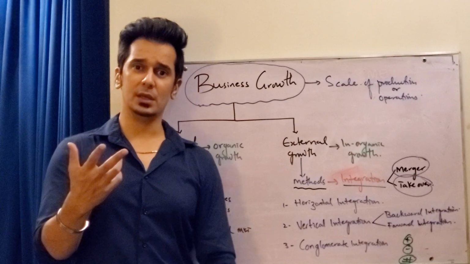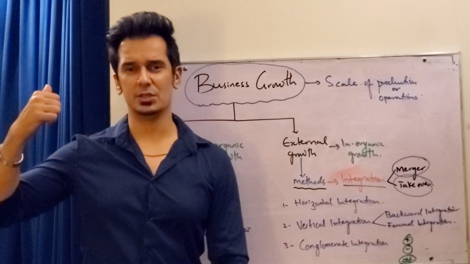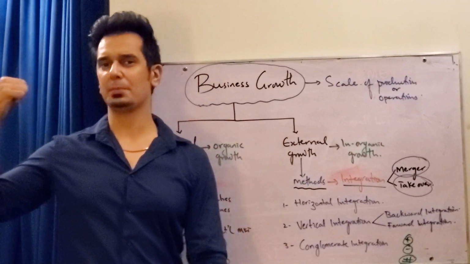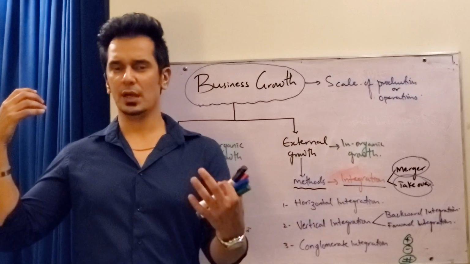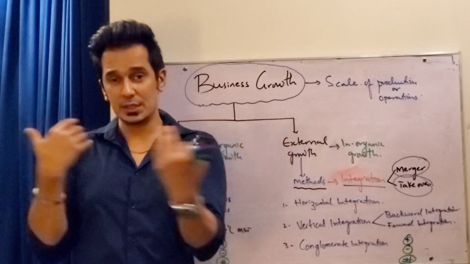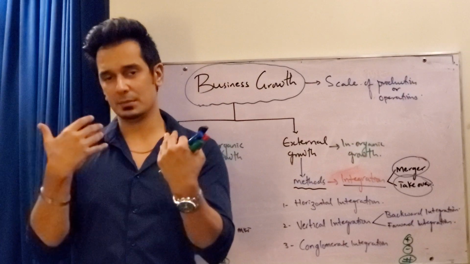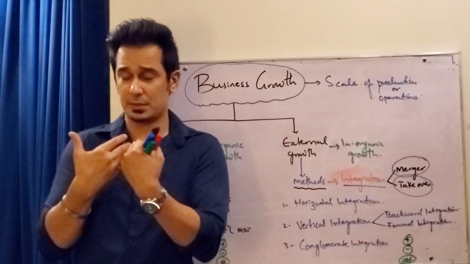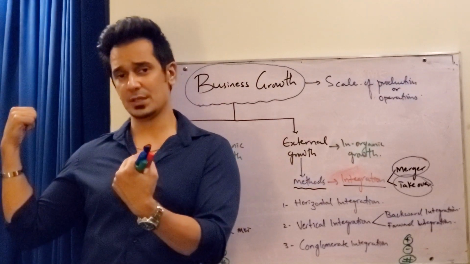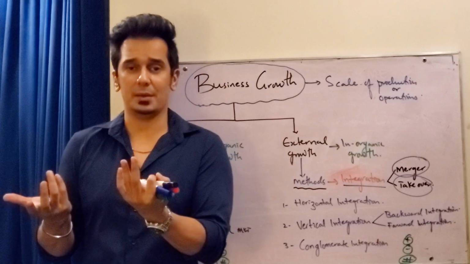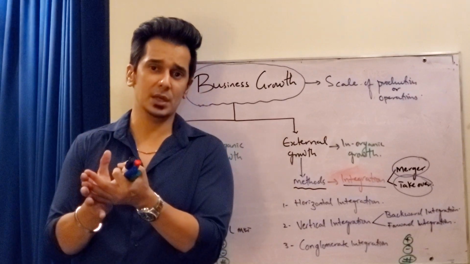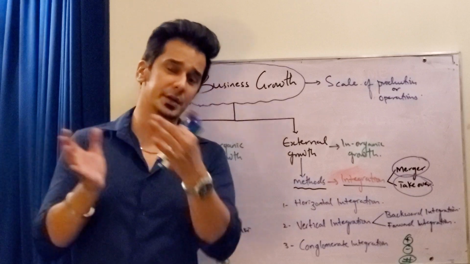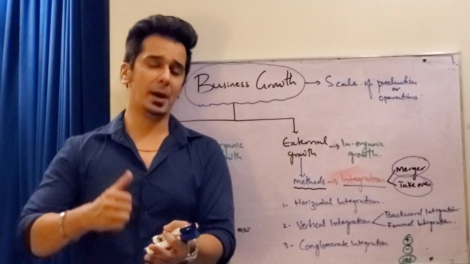Another drawback can be, for instance, if there was damage or wastage by the supplier, I never paid for it. Now if we integrate together, the supplier and my manufacturing business, his wastage and damage would also be my wastage and damage. Are we getting it? Because we are now one firm. So this would be another drawback.